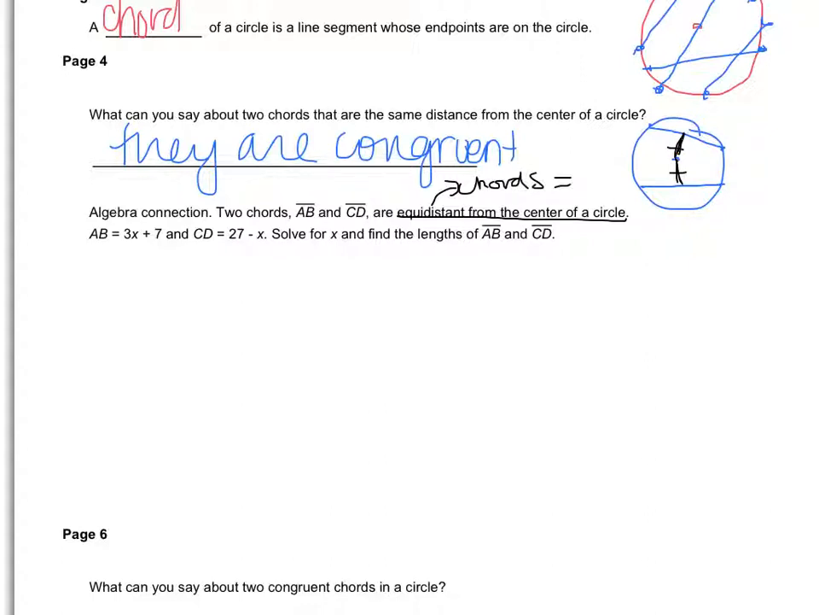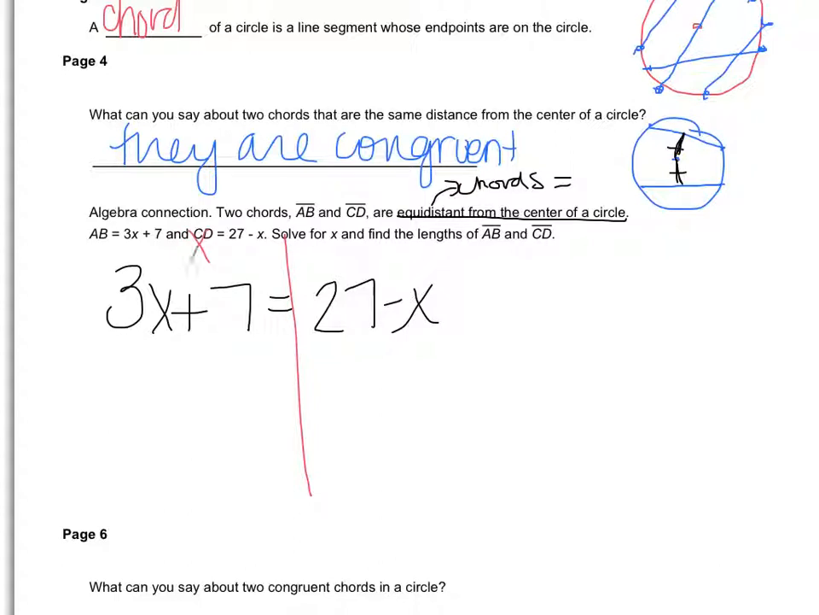AB equals 3x plus 7, and CD equals 27 minus x. Solve for x and find the lengths. So that means 3x plus 7 equals 27 minus x. I'm solving this for x. I want x's on one side, my numbers on the other. So I'm going to add x to both sides first.